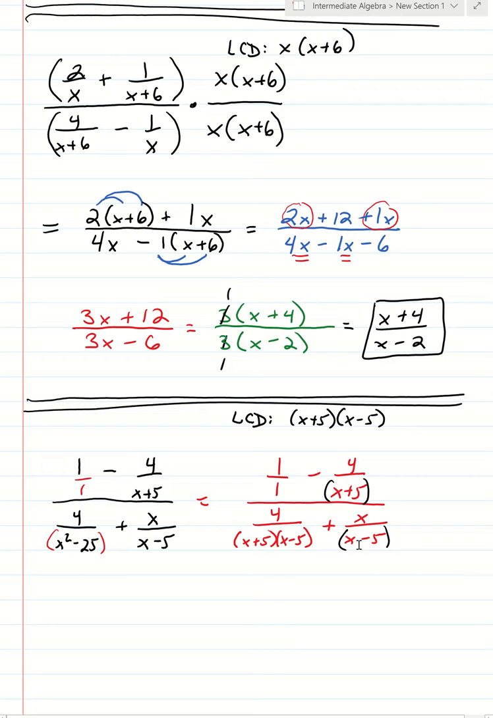Now remember, what we have to do to clear these smaller fractions is multiply both the numerator and the denominator by the lowest common denominator, which once again is x plus 5 times x minus 5. That's the form of 1 that we have to multiply our complex fraction by. Let's see what this is going to give us.